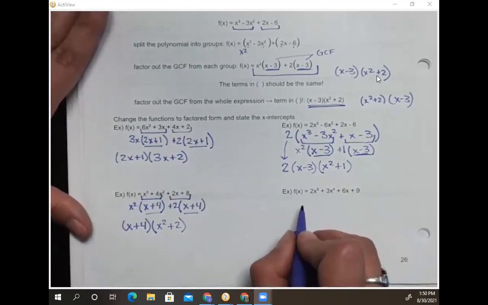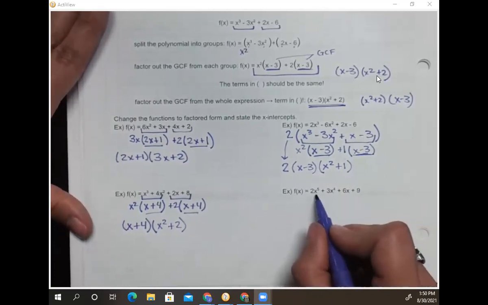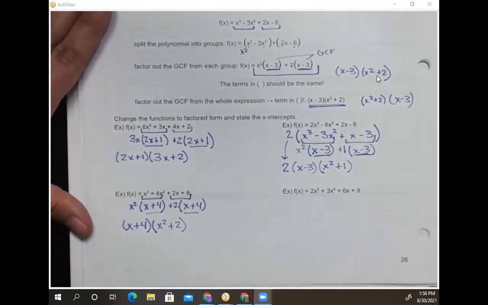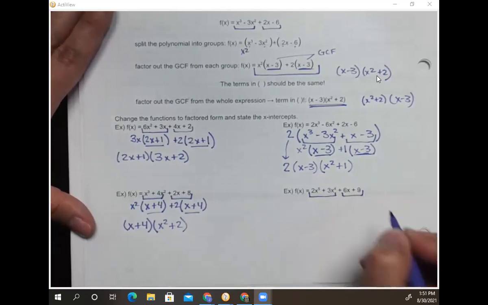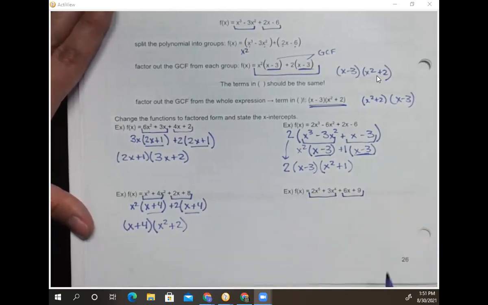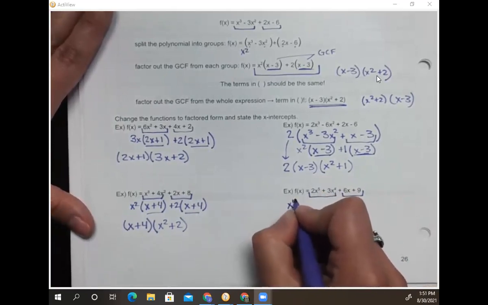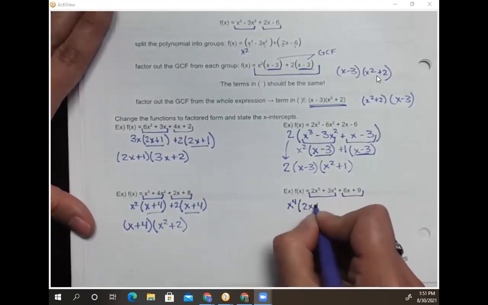Our last example on page 26, again, we're going to start by looking for a GCF. We don't have any factors that are common to every term in this polynomial. So we'll go ahead and split this up into our groups. And then we're looking for those common factors for each of our groups. For my first group, I have a common factor of x to the 4th. That would leave me with 2x plus 3.